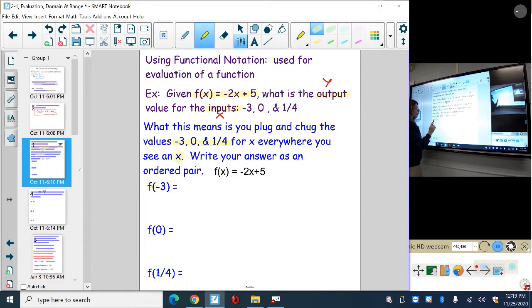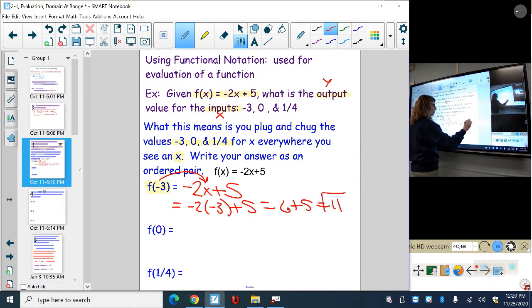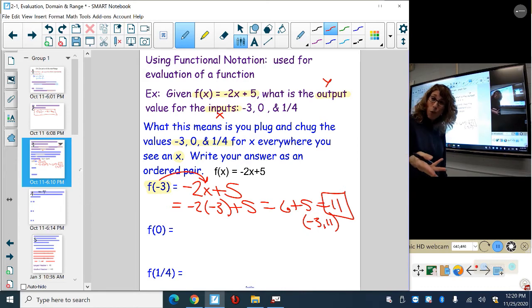So I give you f at negative 3. F at negative 3 is taking negative 2x plus 5, which is my function, and every place you see an x, plugging in negative 3 to give you 6 plus 5, which is 11. Now that's going to pop out an ordered pair of negative 3, 11. Now, I believe we did this already whenever we did section 2.4, and we did piecewise functions and evaluating. It's exactly the same procedure.